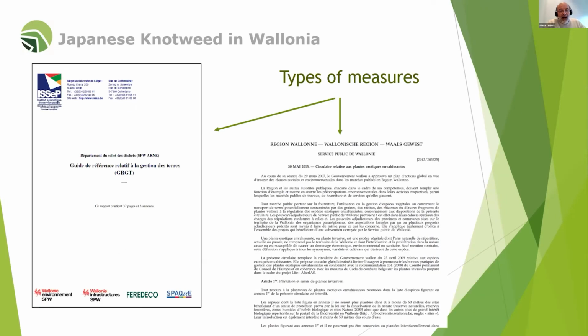Concretely, actions are implemented at the Walloon level to limit further spread of these invasive alien plants and to reduce locally the damage they cause. And these actions can be found not only in the guide I was speaking of, but also in two regulatory texts. The first one is a circular of the Walloon government dedicated to invasive alien plants. It prohibits all planting of Asian knotweed and recommends a series of measures to control the management of the clumps.